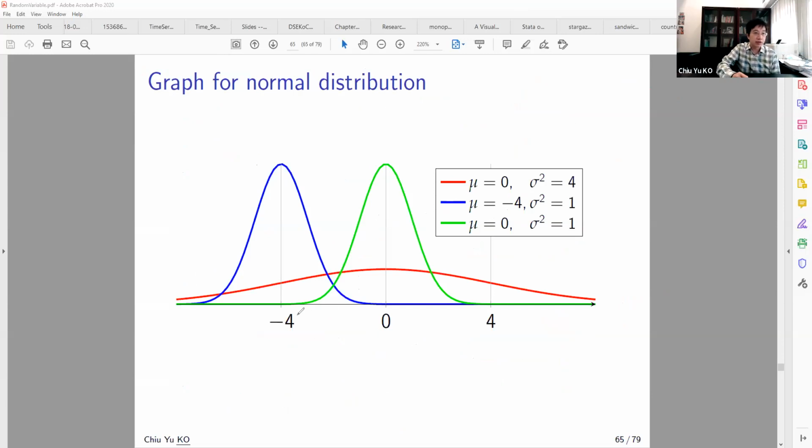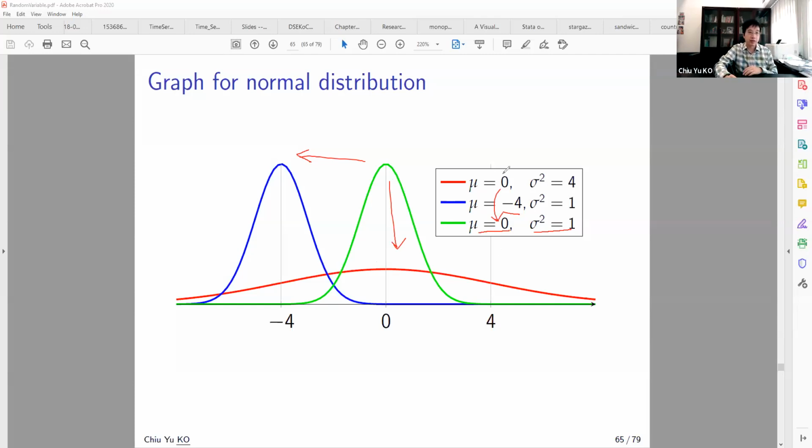So here the green one will be mean zero, sigma one, okay? And the blue one will have the same sigma, so the same shape, but the mu would move negative four, moving left to the four. And the other one has the same mean as the green one, but sigma is four, so it's much more flat, okay? So that's how mu and sigma change the shape. It's always a bell. Mu affects where it is, sigma tells you how flat the bell is, okay?